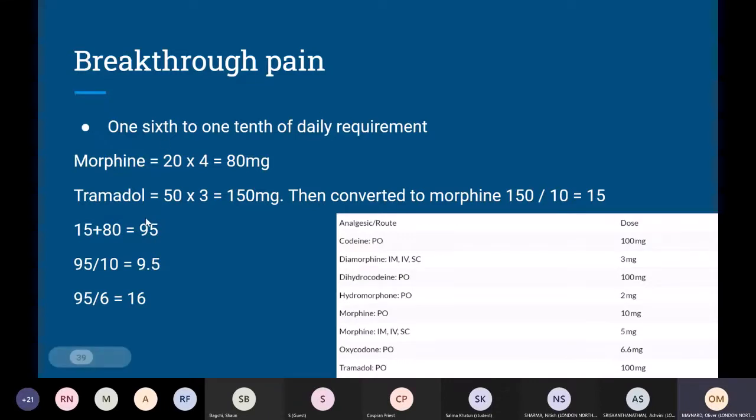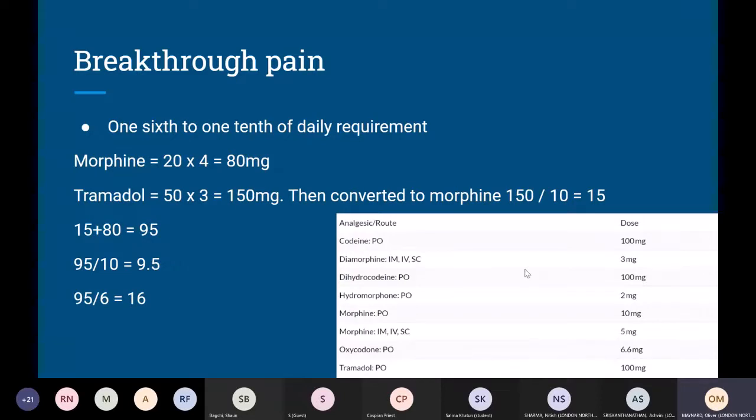So she's receiving morphine 20 milligrams and she's taking that 4 times a day. So that's 80 milligrams overall. And tramadol 50 milligrams 3 times a day. So that's 150 milligrams over the 24-hour period. So then we convert the tramadol to morphine.